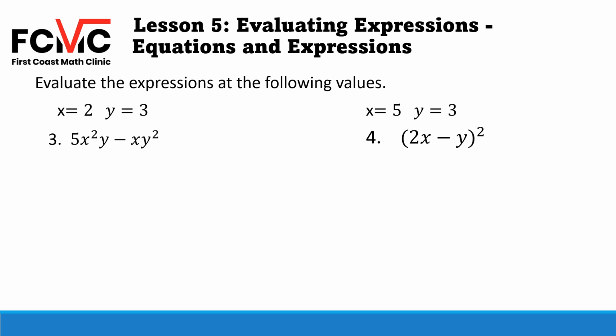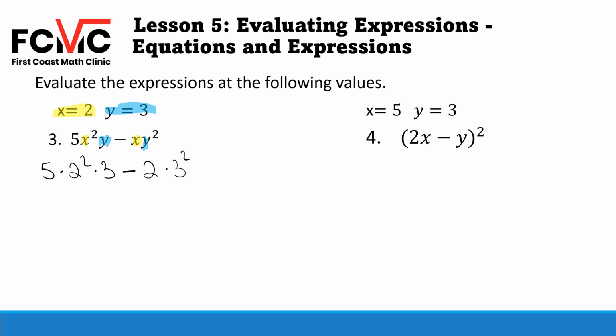So number 3, we've got 5 times x to the second power times y minus x times y to the second power. Our value for x is 2, so we're going to replace x with 2, and our value for y is 3, so we're going to replace y with 3. Let's do our substitution first. So we're going to have 5 times 2 squared times 3 minus 2 times 3 squared.